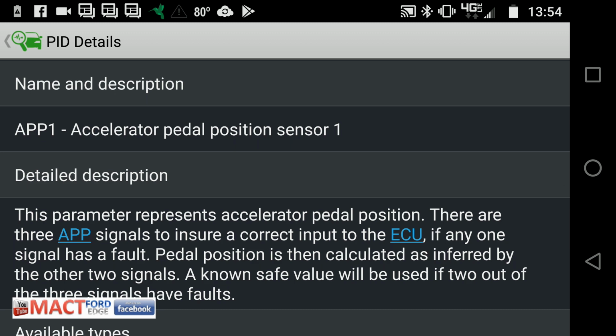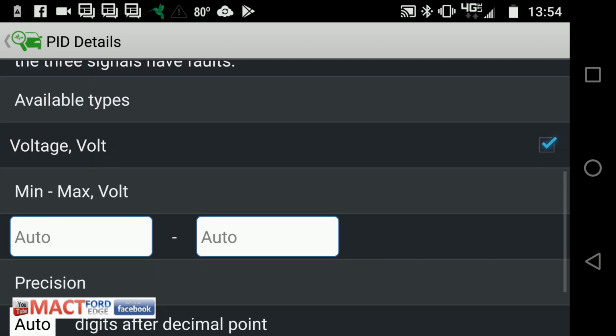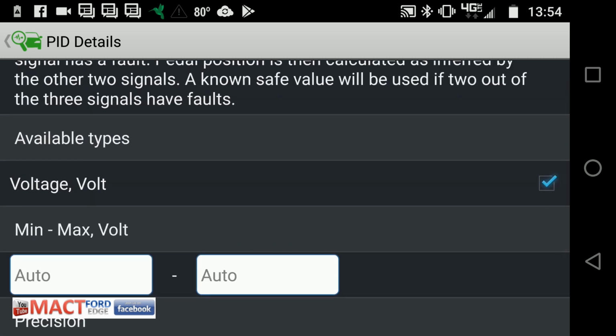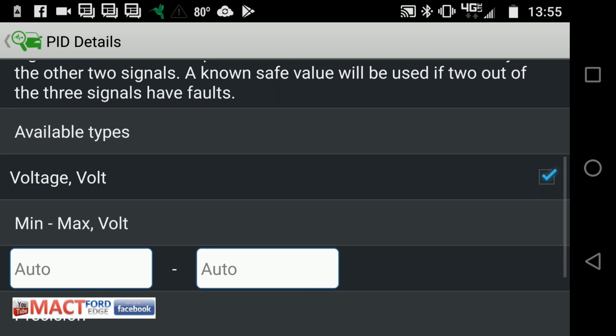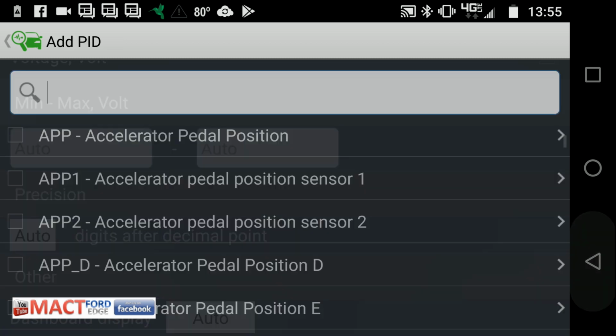Here's our other one, right? APP1, accelerator position sensor 1. And remember, they said there are three signals, so this is the second one, essentially, so to speak. And again, if it has a fault, pedal position is then calculated and inferred by the other two signals. Again, you have your voltage here, and it's going to tell you what the voltage is as far as it's running and whether or not it's running good. Again, I think it's 0.5 volts, and if you have a plus or minus on it, I may be wrong on the volts. I'm going to tell you that offhand, but I believe it's 0.5. And if you see something different, that may be an issue.